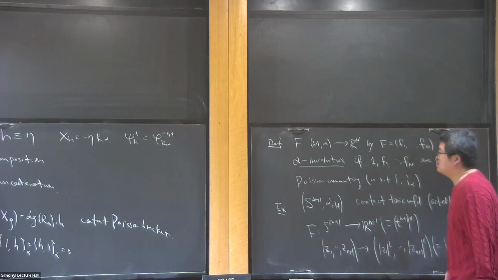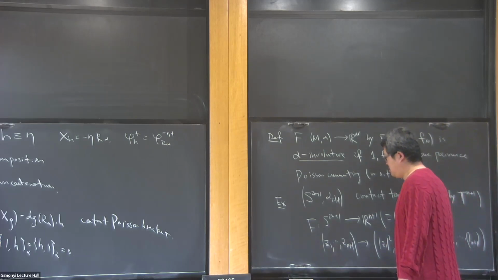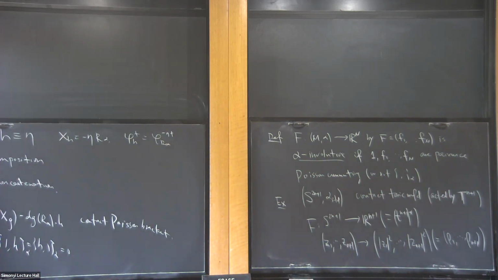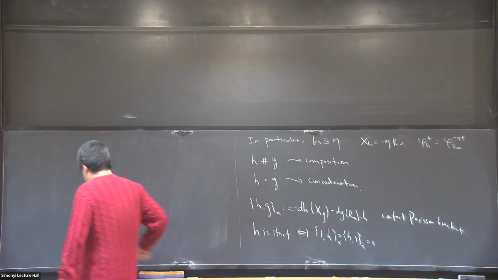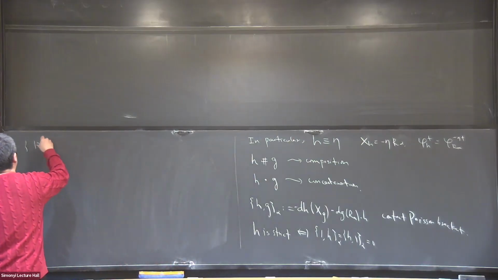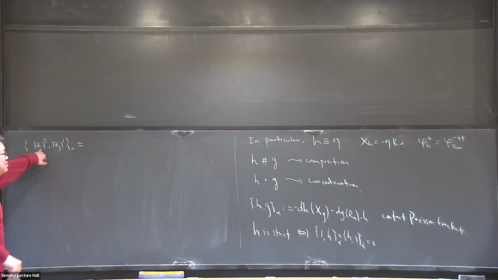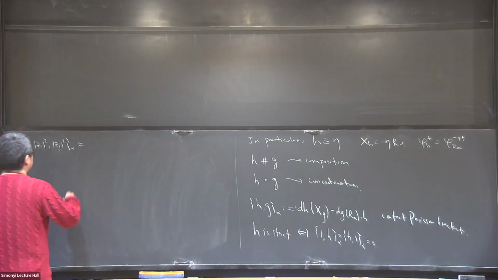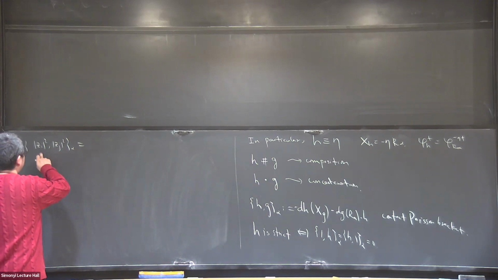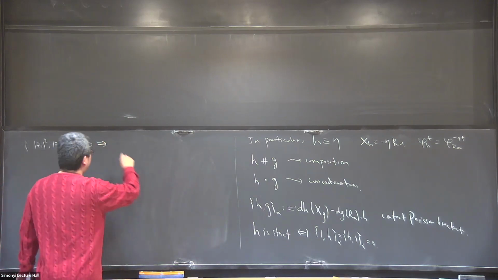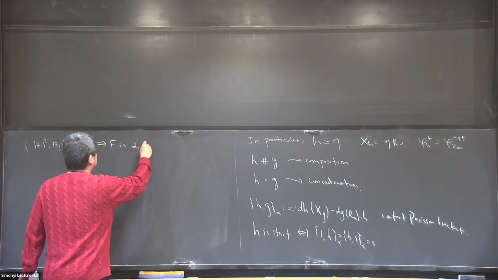And also, you can check that the contact vector field generated by each one of these functions will be, again, the rotation in the theta direction. So again, this will be rho, this will be theta. The Hamiltonian vector field is in the theta direction. So this implies that the moment map I have, F, is alpha-invariant.